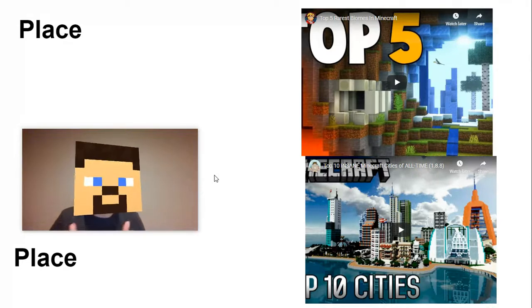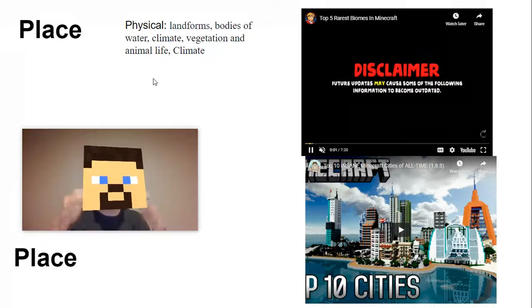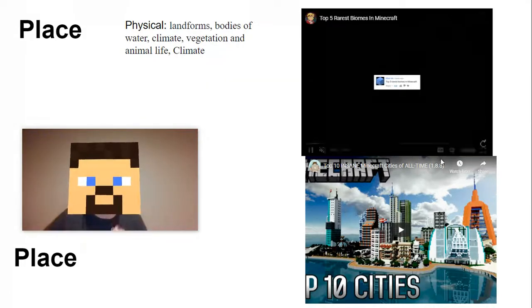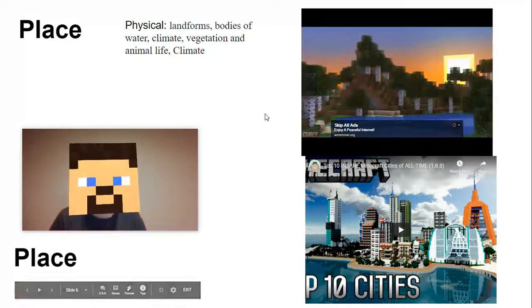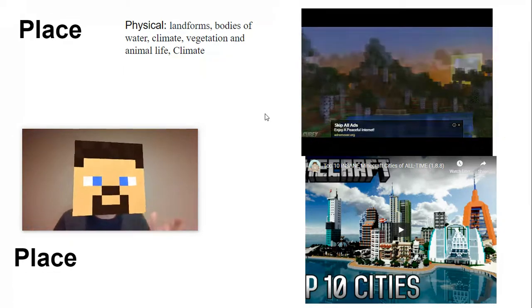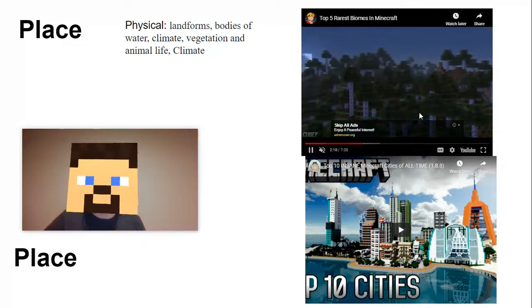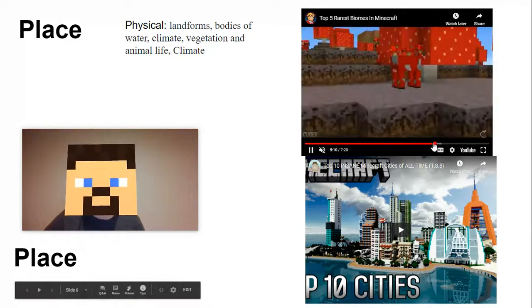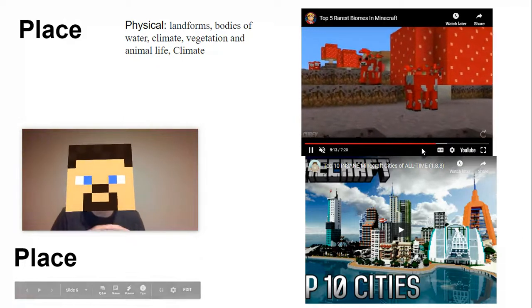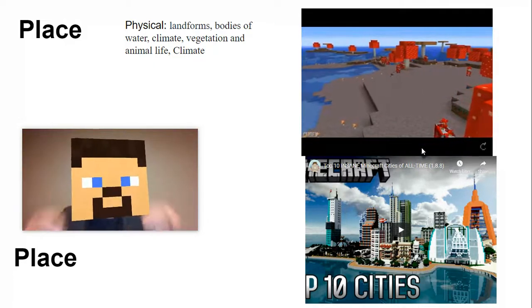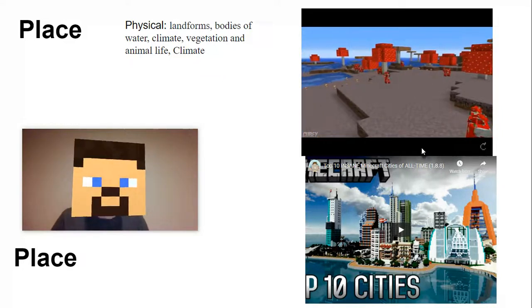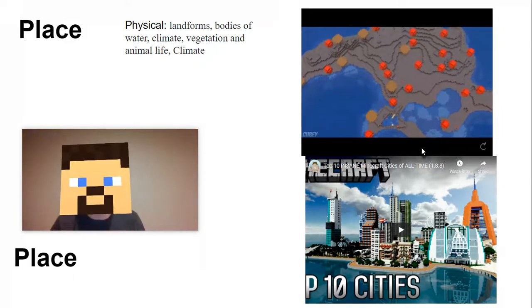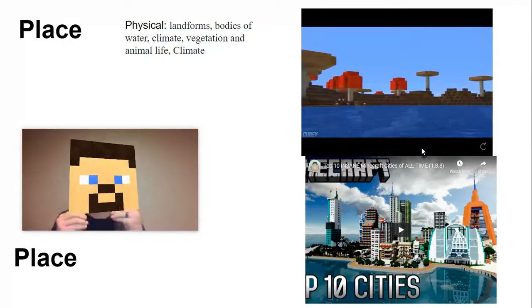So when you're looking at place, there's actually two things to look at. First off, you want to look at the physical place. So place is in terms of the physical aspects of place. So when I look at a place, the landforms, the bodies of water, the climate, the vegetation, the animal life that may be there. So as I'm looking at these different places, I'm looking at these physical characteristics. Okay, again, landforms, bodies of water, climate, vegetation, animal life. These are all things that are going to go into a place.